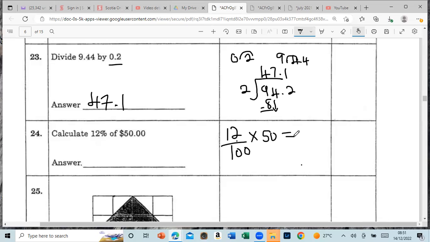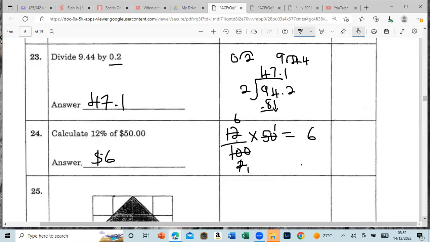Alright, let's go. What did you guys get? 7. Alright, let's see. I think I'm getting 6. 2 into 12 goes 6 times. So 12% would be, remember it's money, so it's $6.